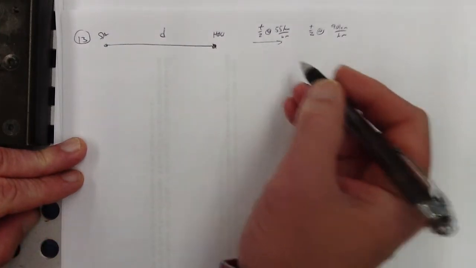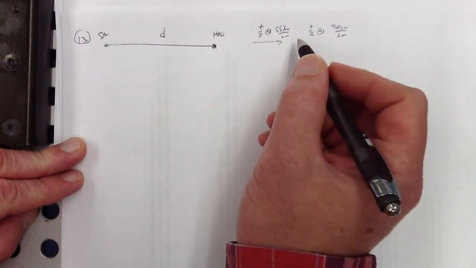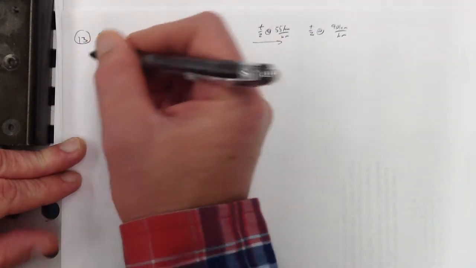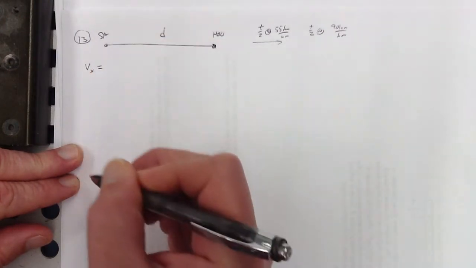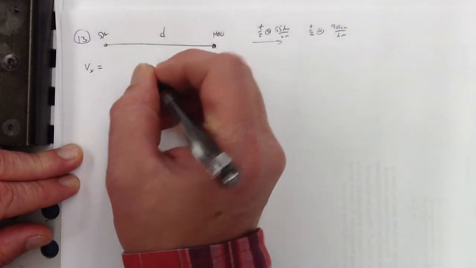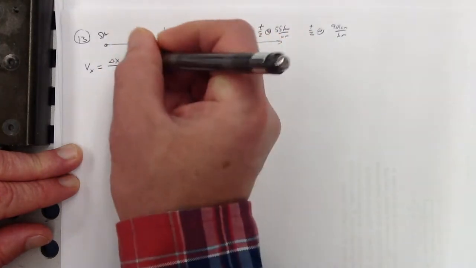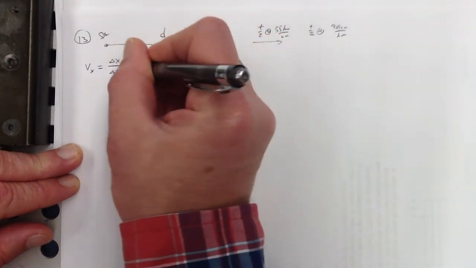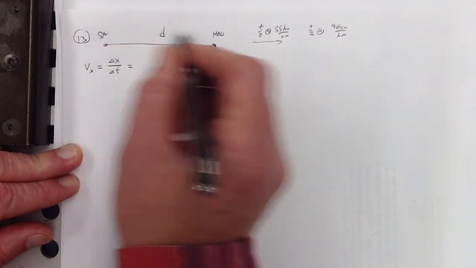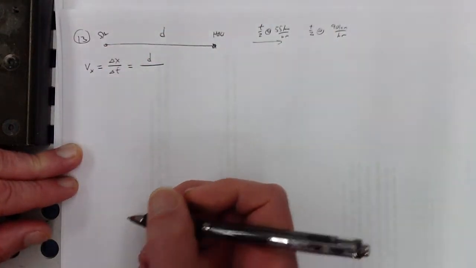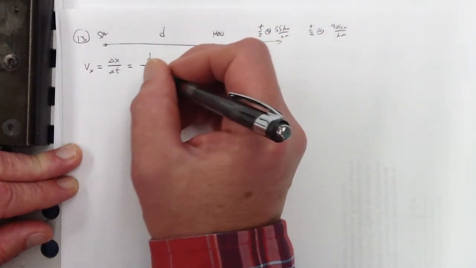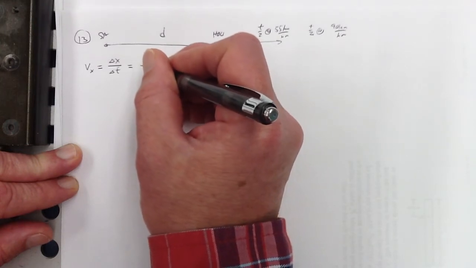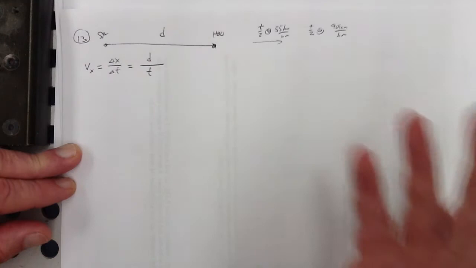All right, so let's see if we can figure that out. I know that my average velocity is equal to total displacement, but we're going in one direction now, so it's the same. So the total is d, and the total time is t. So what am I supposed to do with that?